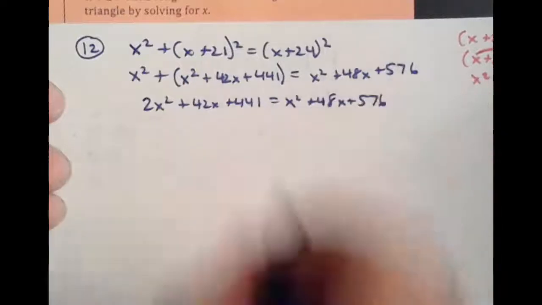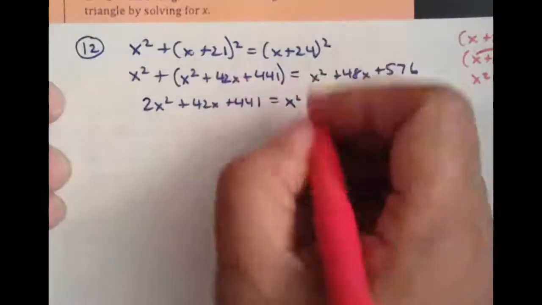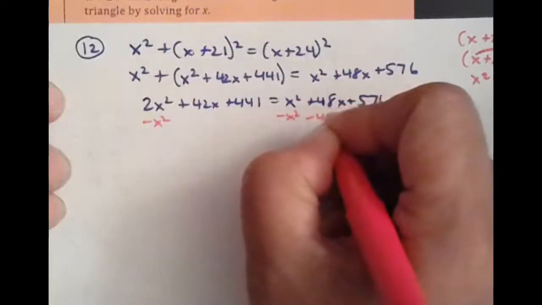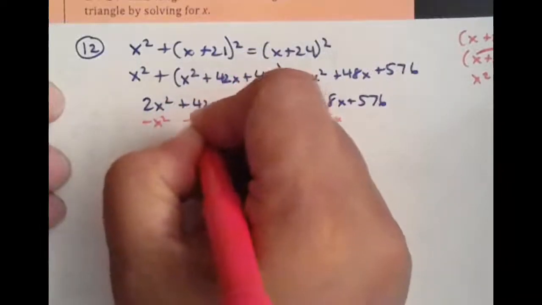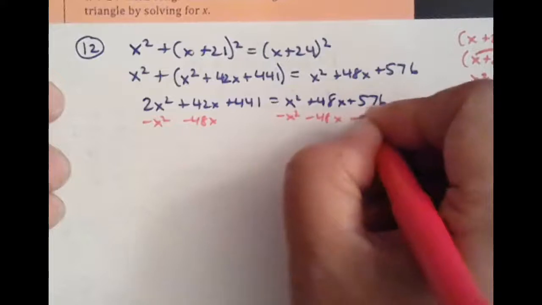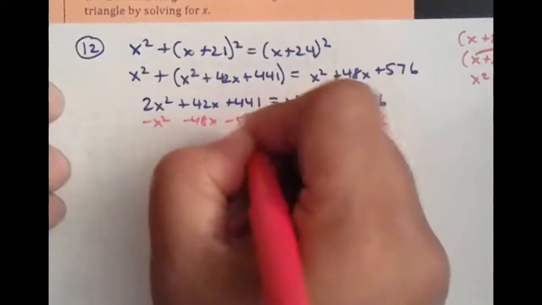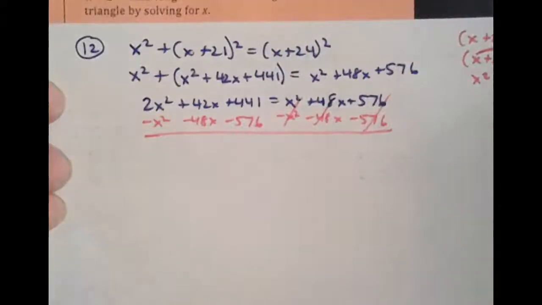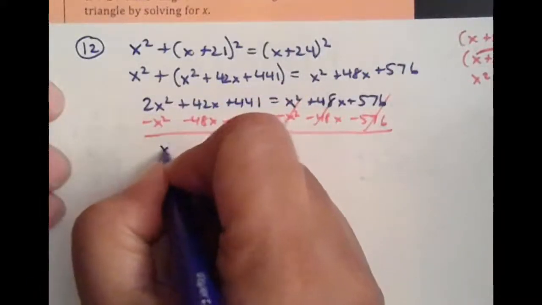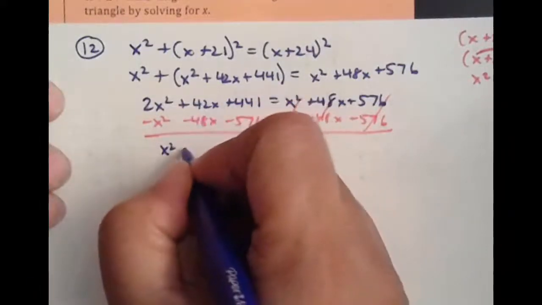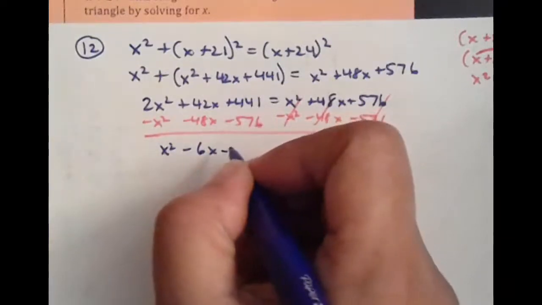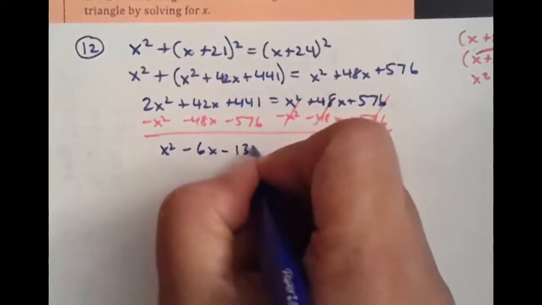All right, I'm going to go ahead and move everything to one side of the equal sign. So I'm going to subtract this x squared. I'm going to subtract the 48x. And I'm going to subtract the 576. So everything cancels on that side. All right, 2x squared minus x squared is x squared. 42 minus 48 is negative 6x. And then subtracting this gets you a total of 135.